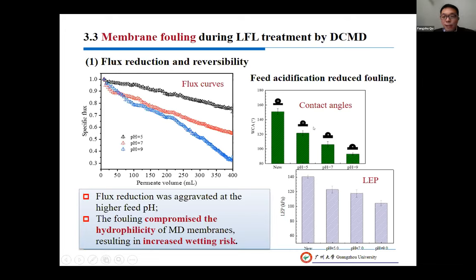Moreover, the contact angle and the LEP were also measured. From these figures, we can find that both the contact angle and LEP decrease with increasing pH. We can infer from this result that membrane fouling is going to compromise the hydrophobicity of the membrane and increase the risk of wetting.